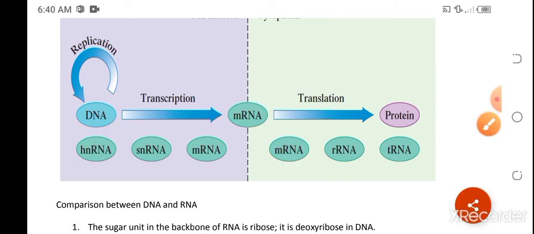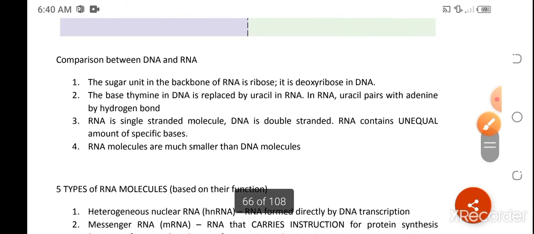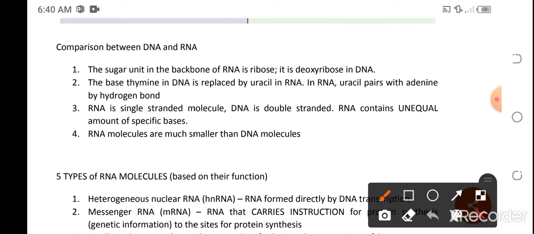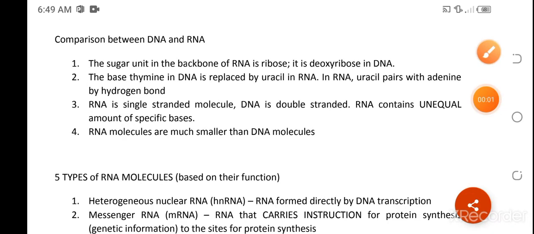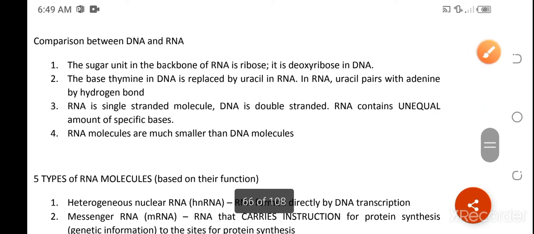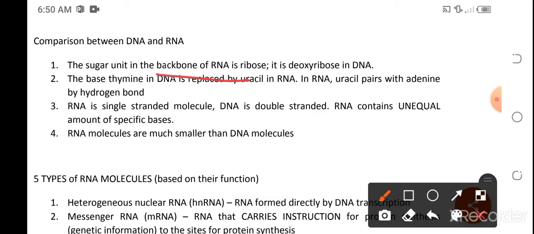Now, before we proceed to the details of these processes, let's first have a recap of the comparison of DNA and RNA kasi na-present sila dito sa mga processes na to. So, the sugar unit in the backbone of RNA is ribose. Okay, and the sugar in the DNA is deoxyribose. Okay, so we should be clear on that. RNA has ribose, DNA has deoxyribose in the sugar unit backbone of those nucleic acids.